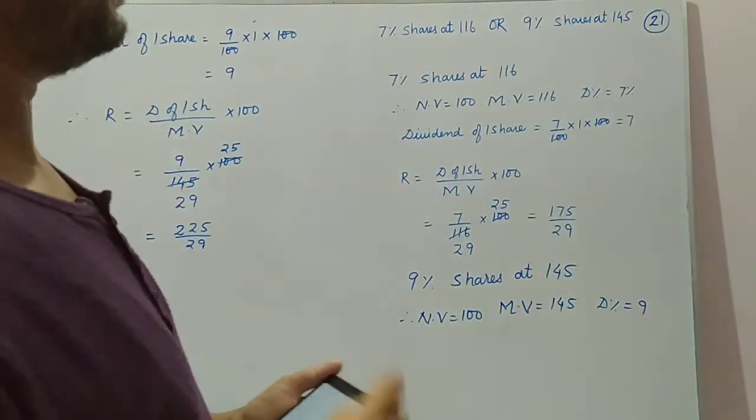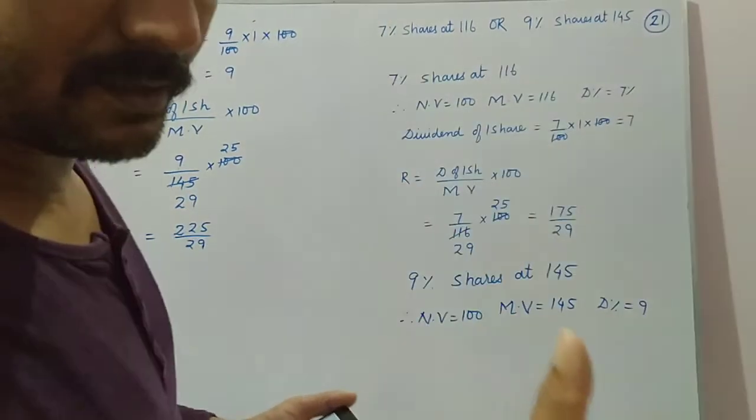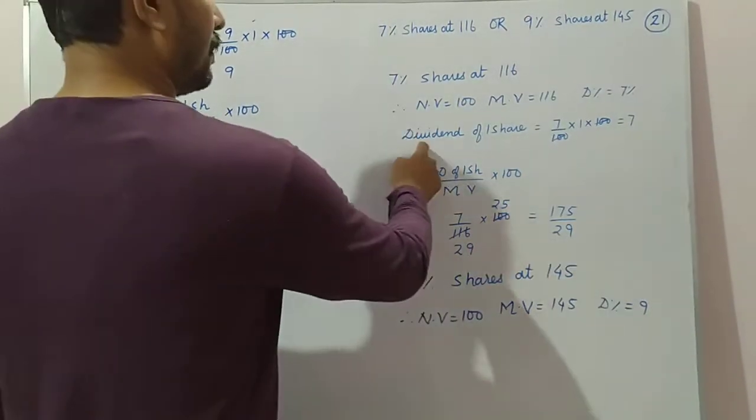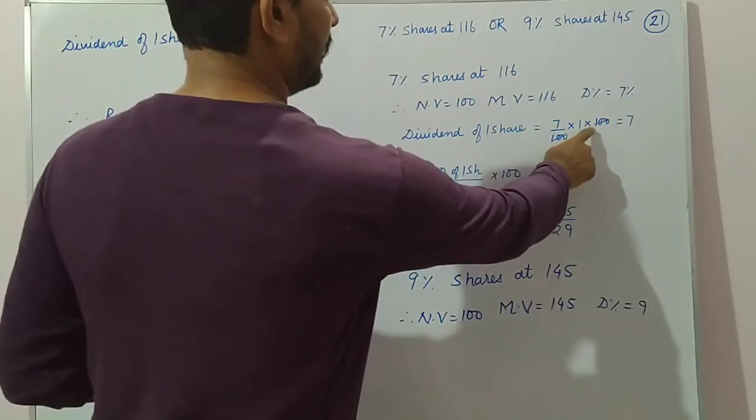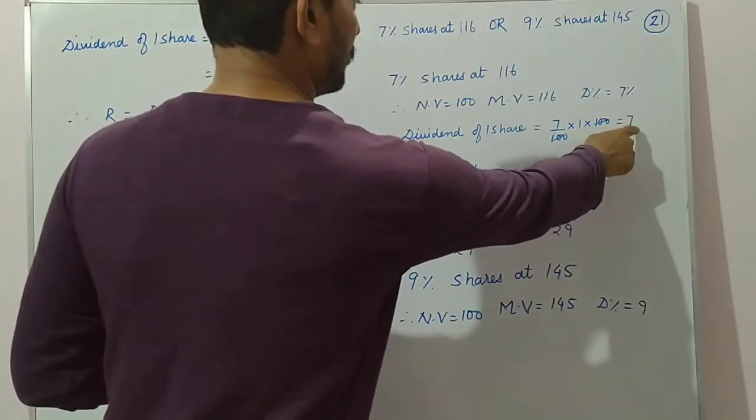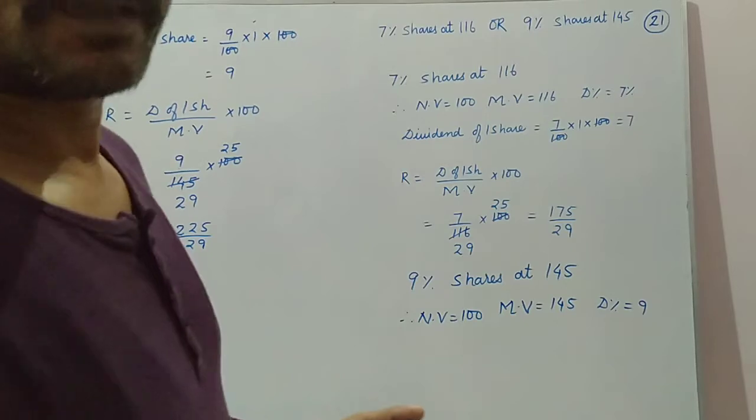First case, what we will do? We will determine the dividend of one share. So dividend of one share, that is dividend percent by 100 into number of shares, 1, into nominal value 100. So we are getting the dividend as 7.